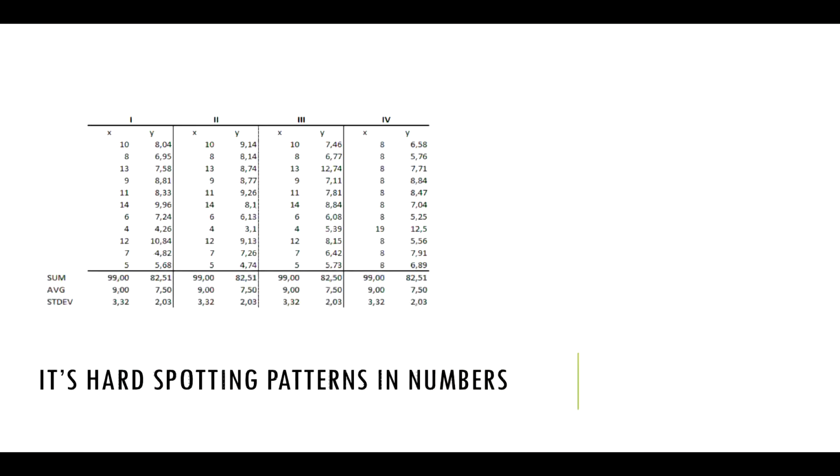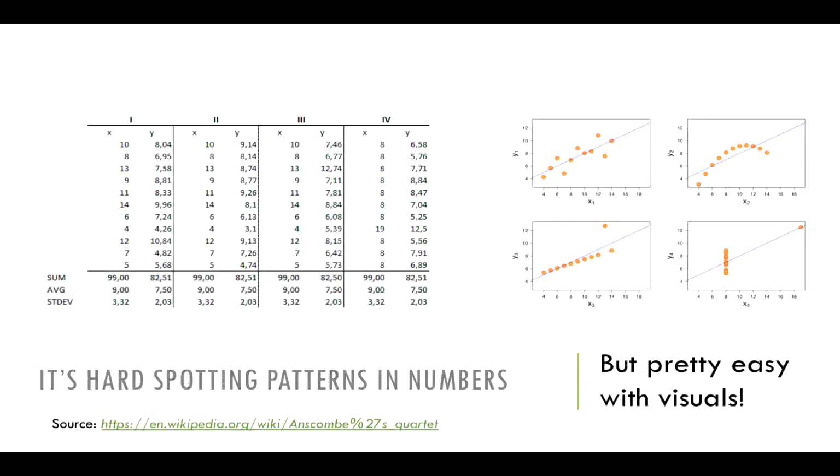Okay, so if you see there's columns going down, 1, 2, 3, 4, and those are all XY coordinates. And if you do some basic statistical analysis on them, they all look about the same. The sum is the same, the average is the same. They all move around in what seems like kind of similar ways. But if you plot them, then you'll see that actually they are very different.